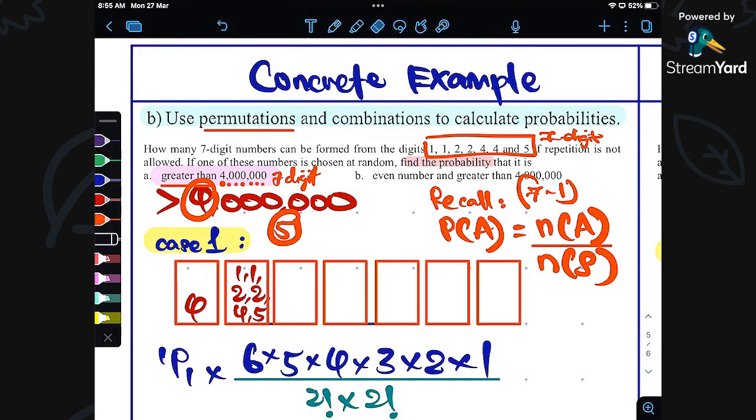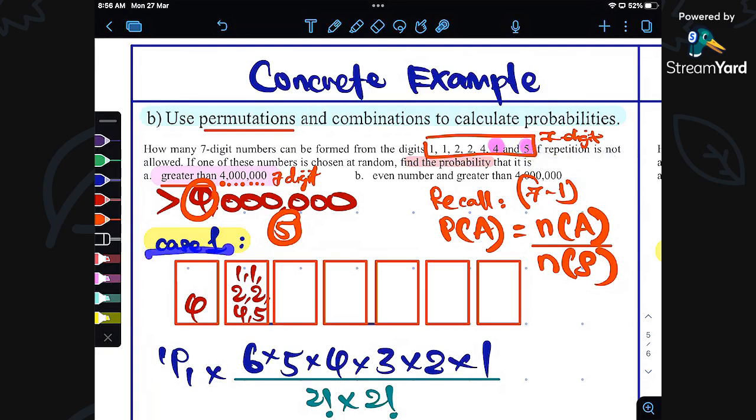Kita hanya boleh untuk mendapatkan 4 juta ke atas, kita hanya boleh pakai nombor 4 ataupun nombor 5 sahaja. Sebab 4 ke atas adalah melebihi 4 juta ke atas. 5 ke atas bermaksud 5 juta ke atas.